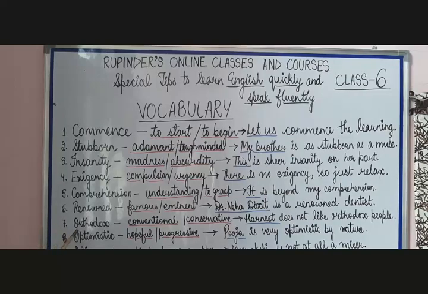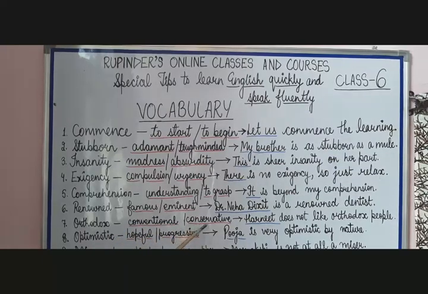Next word orthodox. Orthodox हम use करते हैं उन लोगों के लिए जो बहुत rigid minded होते हैं. हम at times इनको narrow minded भी बोल देते हैं. So they are very conventional, not very open for any change, conventional and conservative. So they are not very open.